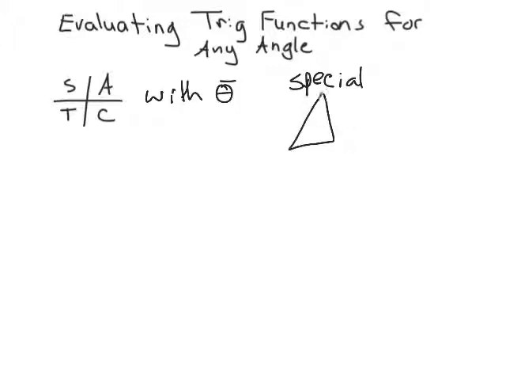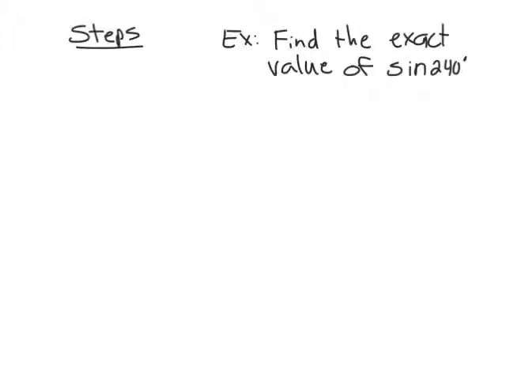So remember, our 1, 1, radical 2 triangle, and our other triangle is the 60, 30 right triangle. That's 2, 1, radical 3. So we're going to use these three things in combination to evaluate the exact value of some trig functions. To get started, I'm going to list some steps, and then I have an example to go along with the steps. This example says find the exact value of the sine of 240 degrees.